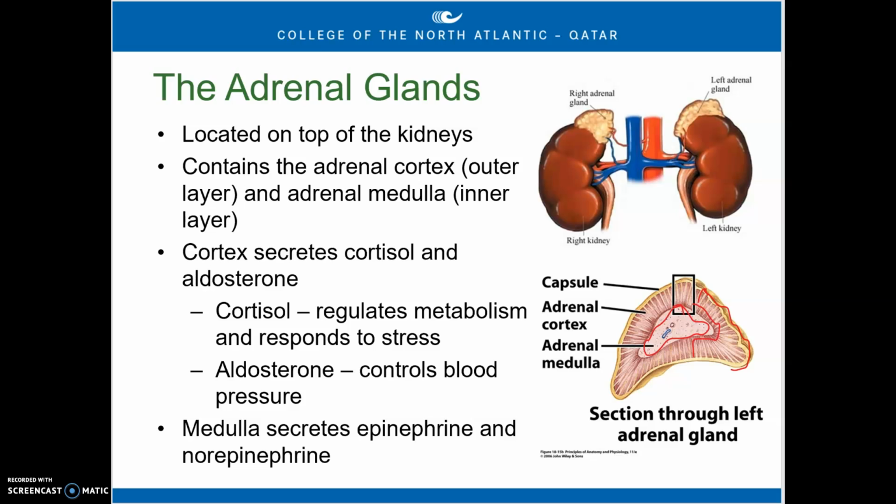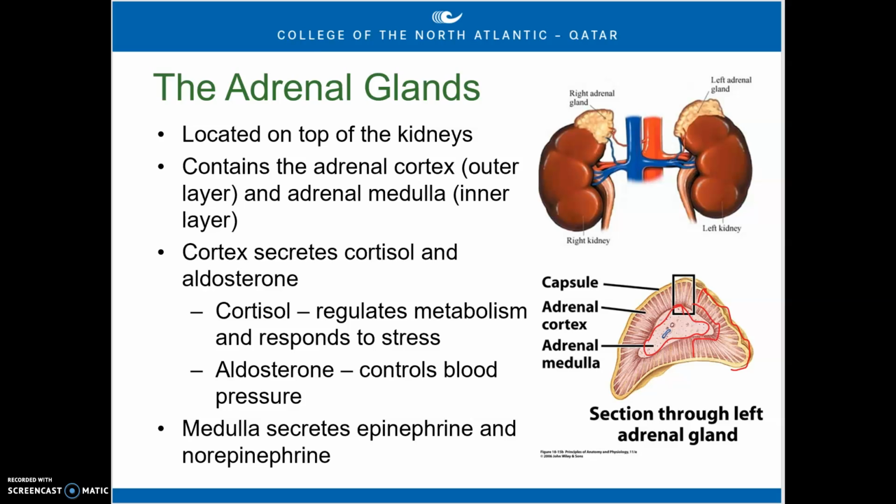The cortex is going to secrete two hormones that I want you guys to know about: cortisol and aldosterone. Now, cortisol is important in helping regulate metabolism, and it also responds to stress. If you're under a really stressful situation and we take a sample of your blood, we're going to find the hormone cortisol present. It'll be released during times of stress. Aldosterone is a hormone that helps control blood pressure. So it maintains blood pressure in that normal range.